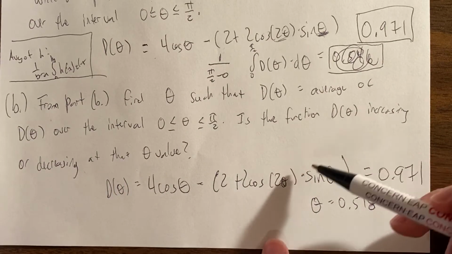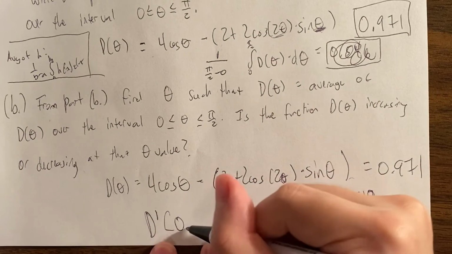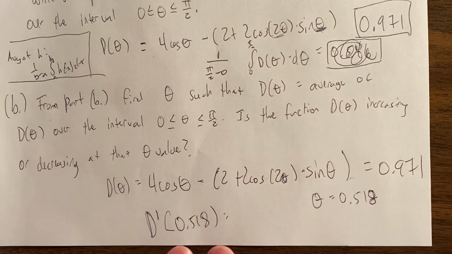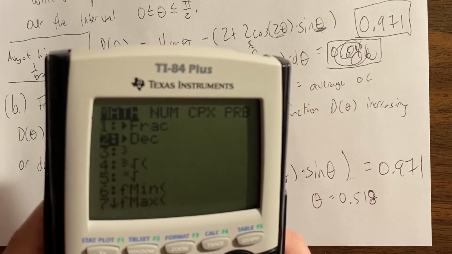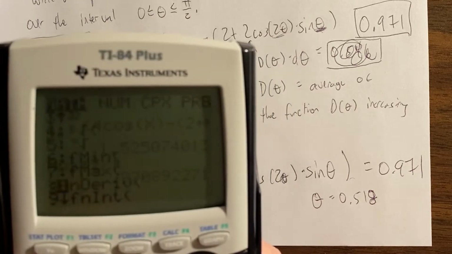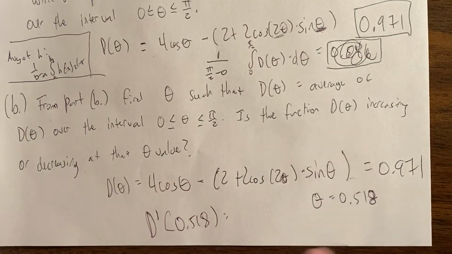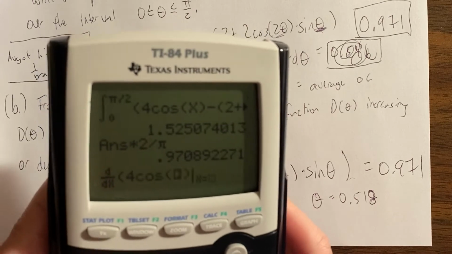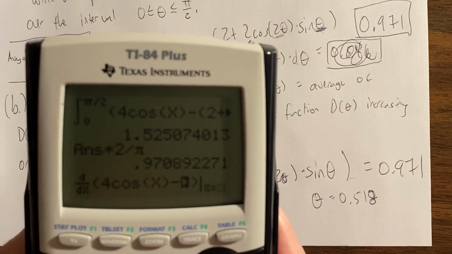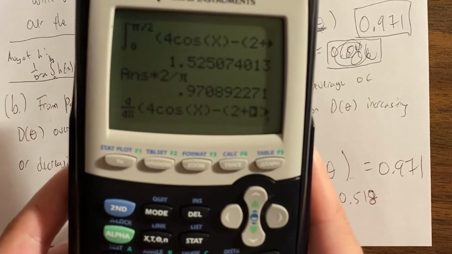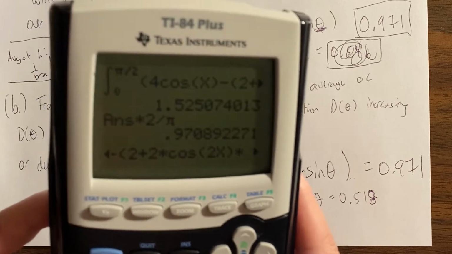How do we tell if the function is going to be increasing or decreasing? All we need to do is find the derivative of this number. So we're going to take the derivative of this. We're going to quit this, go to math, and choose derivative, and then it's going to be x. We're going to type this function again, for the last time, or maybe not the last time, but certainly one more time: 4 cosine of x minus 2 plus 2 times cosine of 2x times sine of just x.